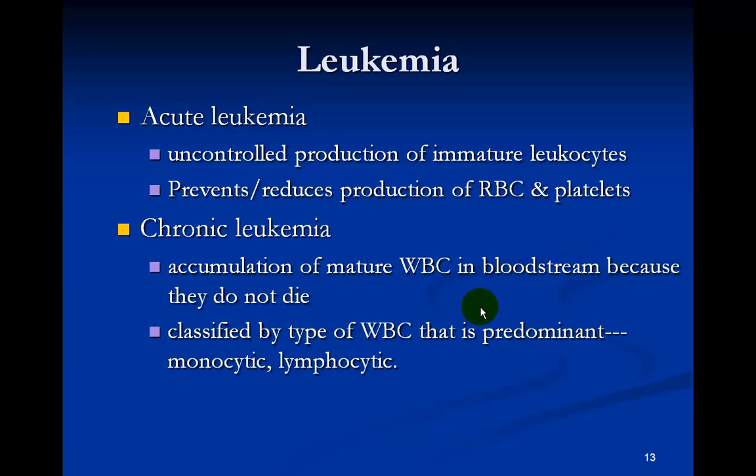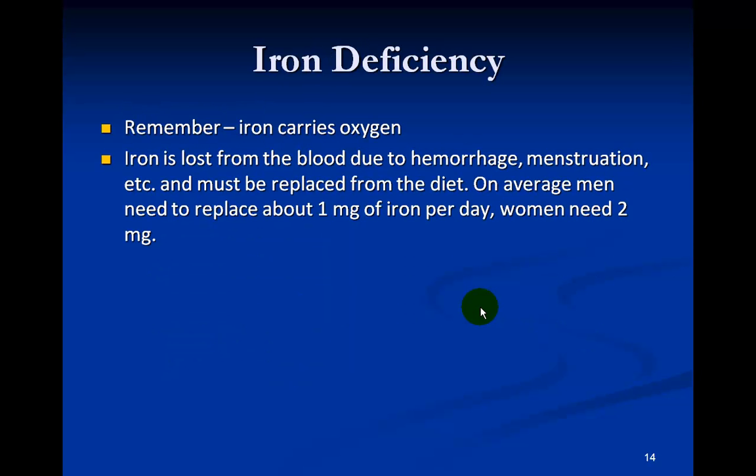And chronic leukemia is classified by the type of white blood cell that's predominant. If it's monocytic, because monocytes are the problem, or lymphocytic, because those lymphocytes are predominant. Iron deficiency is another problem that people have. Remember that iron is what carries oxygen, and iron is lost in the blood occasionally due to hemorrhage, menstruation in women, and must be replaced by the diet. And on average, men need half as much iron as women do.